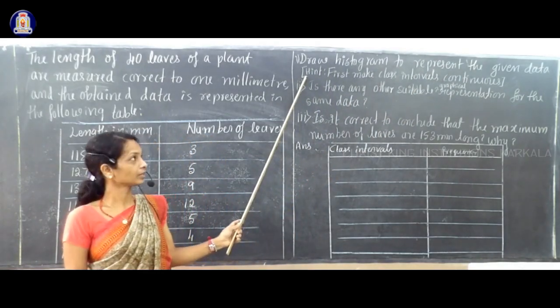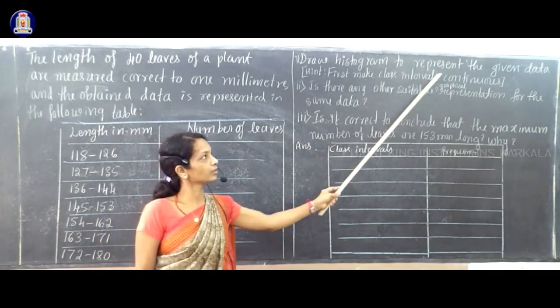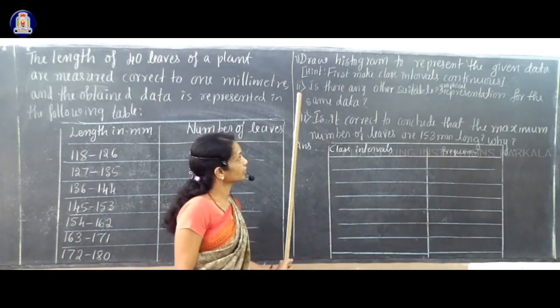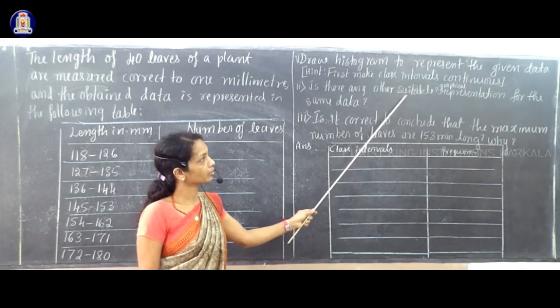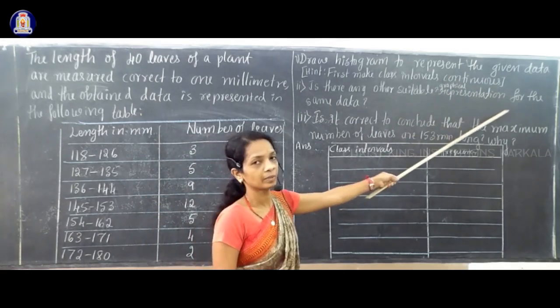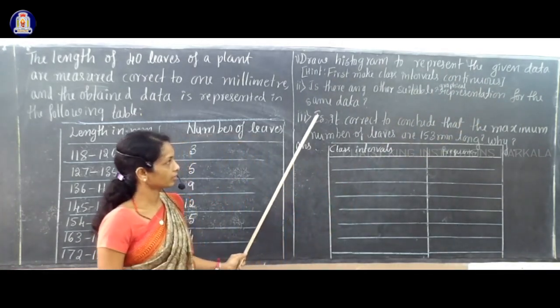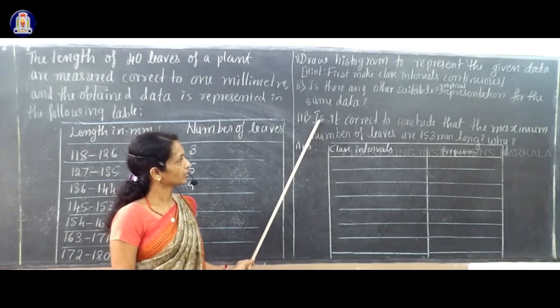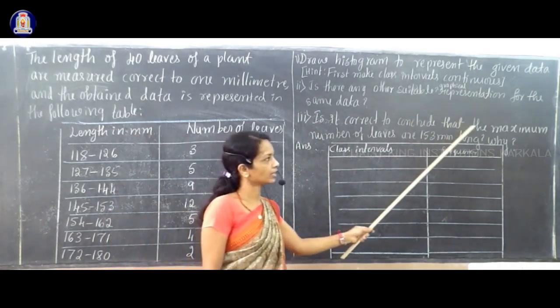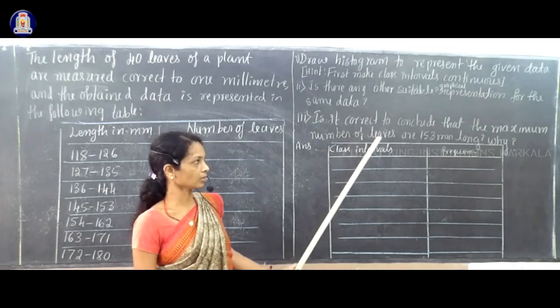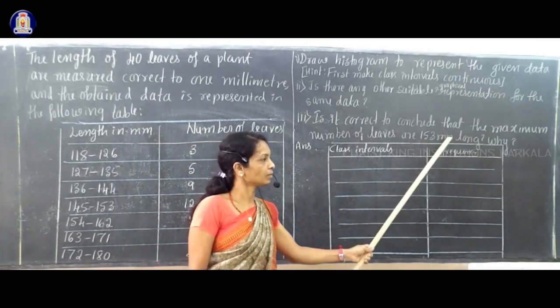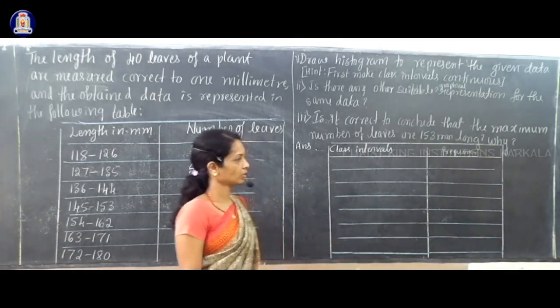You are given a hint: first make the class intervals continuous, and second, is there any other suitable graphical representation for the same data? And is it correct to conclude that the maximum number of leaves are 153 millimeter long? Why?